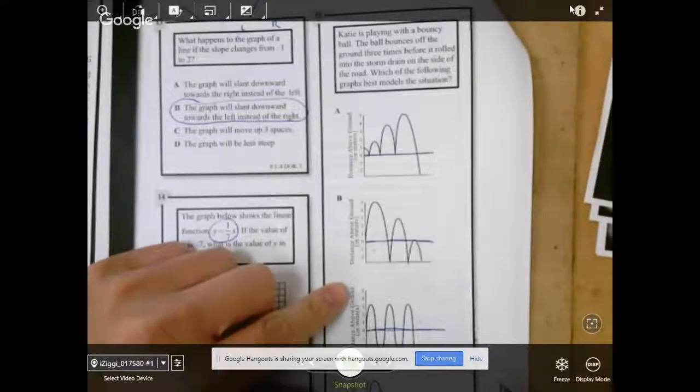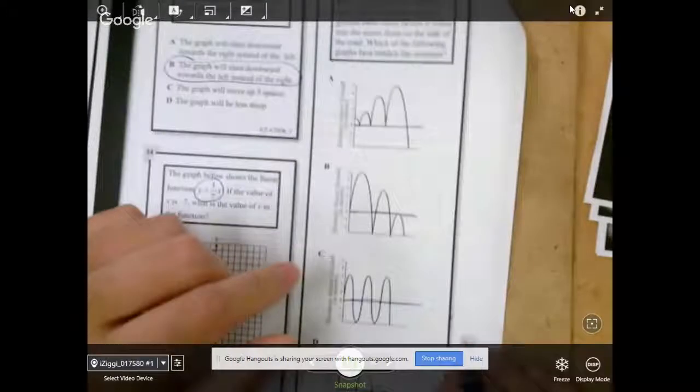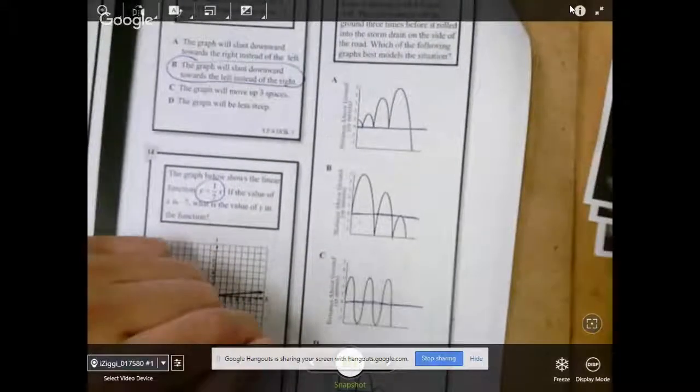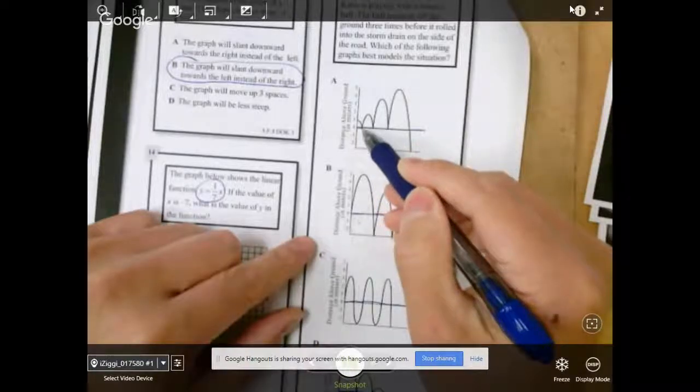You think about when a ball bounces, it bounces high first. This one looks like it was 1 meter, then it bounces. Then after that first bounce, the bounces get higher. That can't be, right?